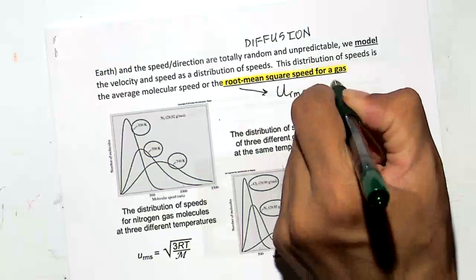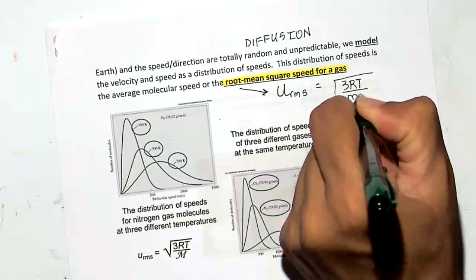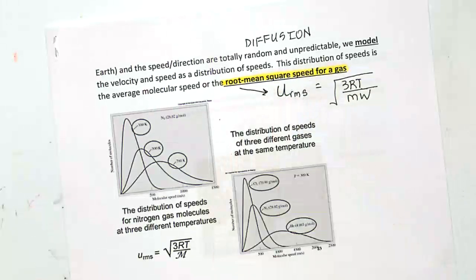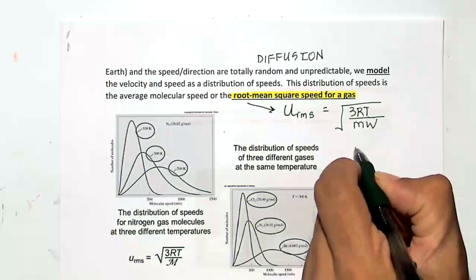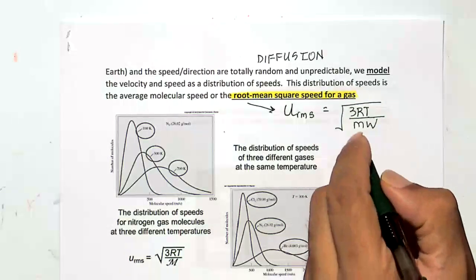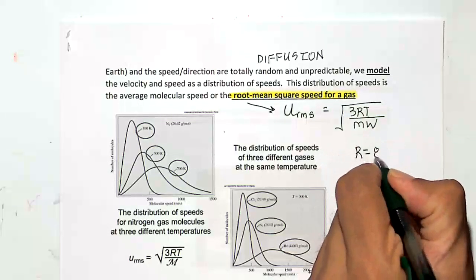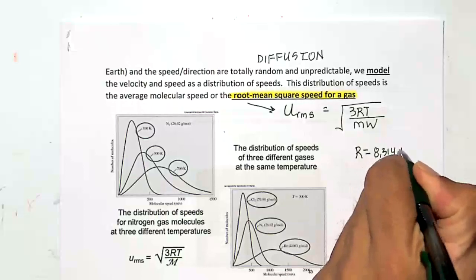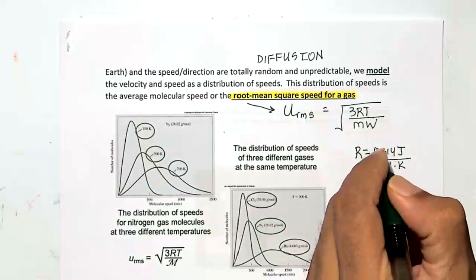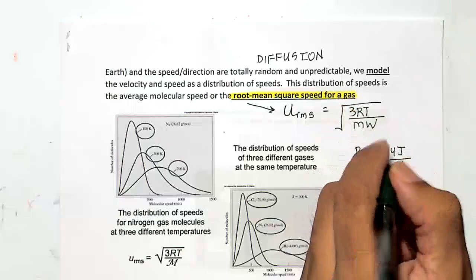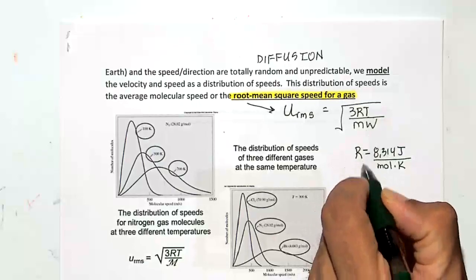Collectively that number is one number, root mean square speed, and the equation is right here. I'll give that to you on an exam. So we have R, which is the gas constant. This is a different gas constant. I'll give you all the constants in the exams. This one is 8.314 joules over mole Kelvin. There are several different gas constants. This is the one you're going to use for this equation.